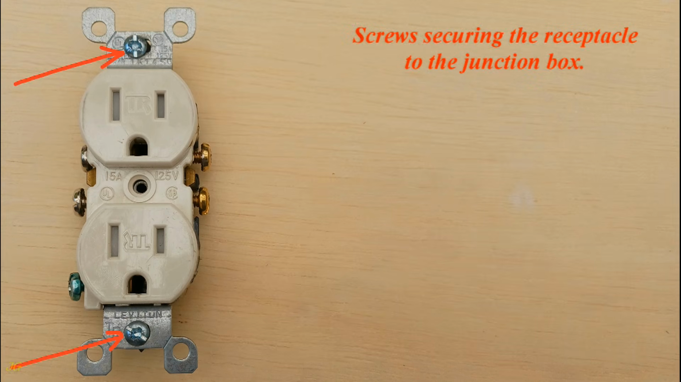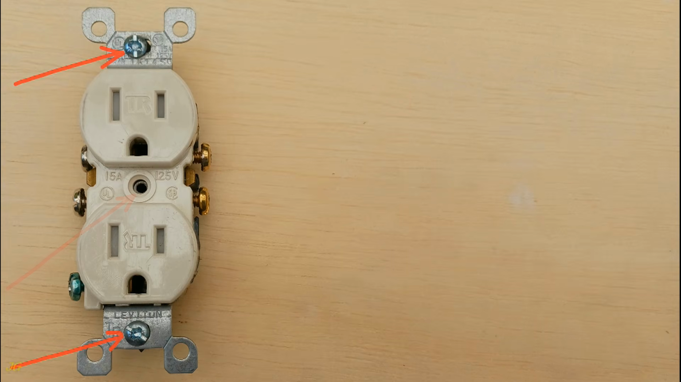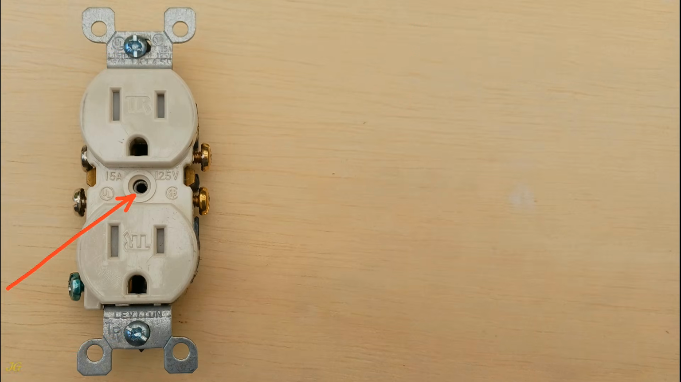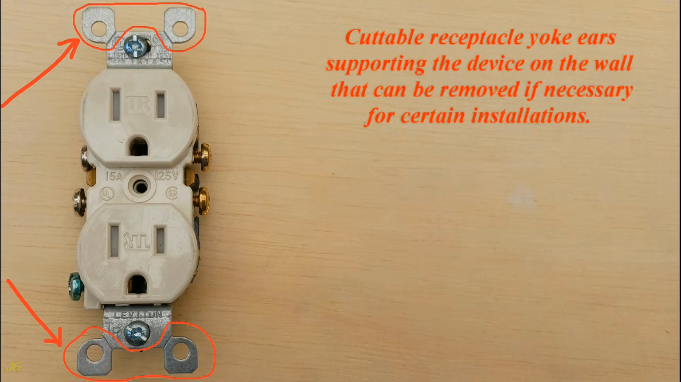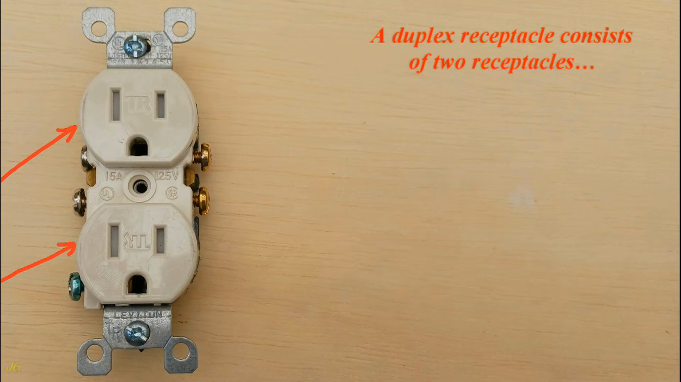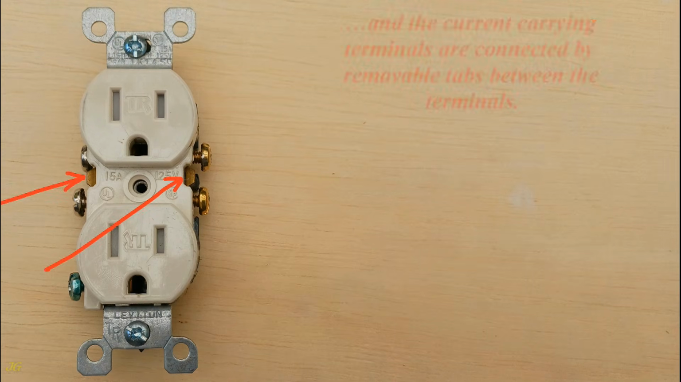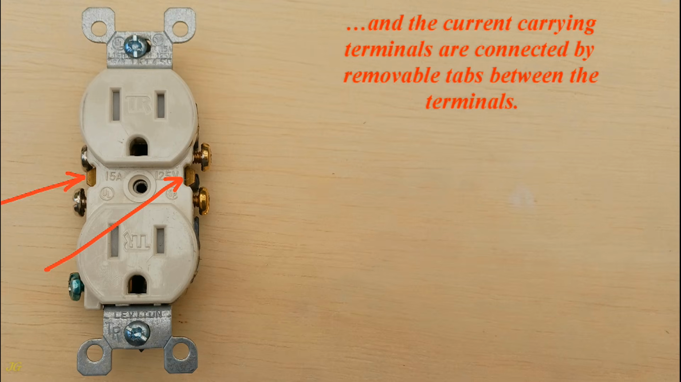Screws securing the receptacle to the junction box. Threaded hole for mounting the receptacle wall plate. Cuttable receptacle yoke ears supporting the device on the wall, which can be removed if necessary for certain installations. A duplex receptacle consists of two receptacles on one yoke, which bonds the grounding terminals, and the current carrying terminals are connected by removable tabs between the terminals.